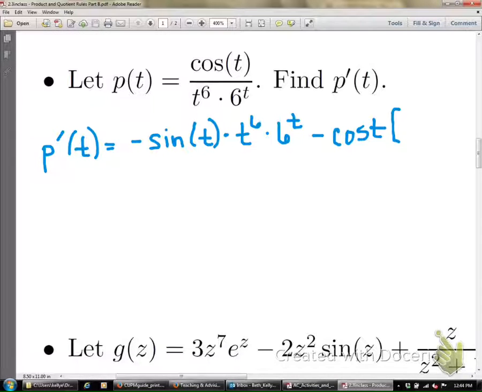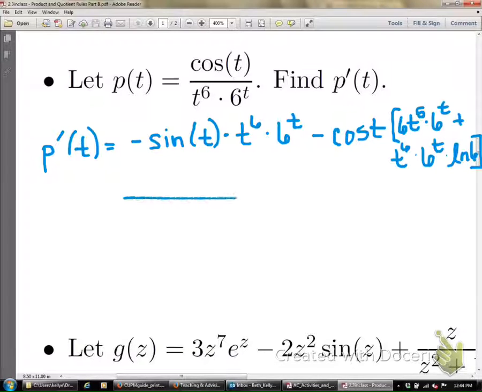So we need to do 6t to the 5th times 6 to the t plus, I've run out of room, t to the 6th times 6 to the t times, let's back up a little bit, give myself a little bit more, t to the 6th times 6 to the t times the natural log of 6.